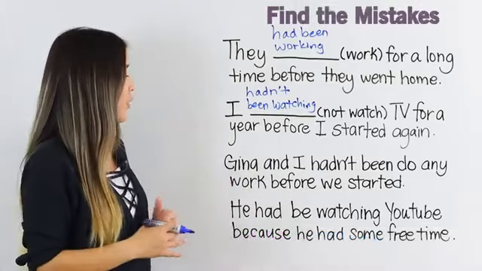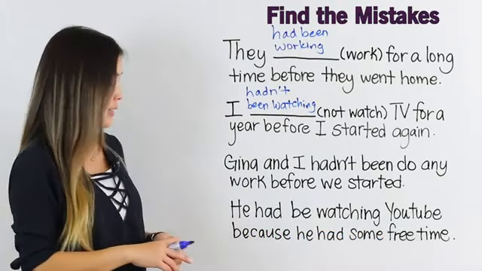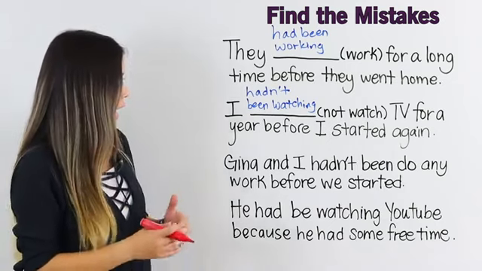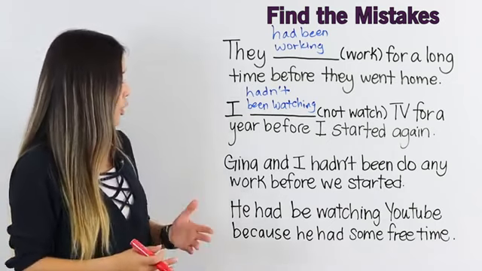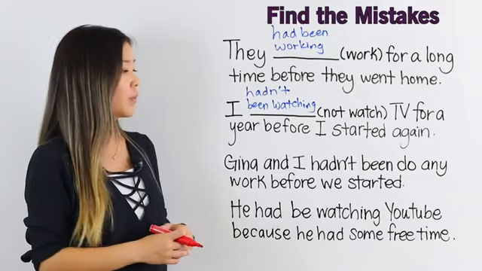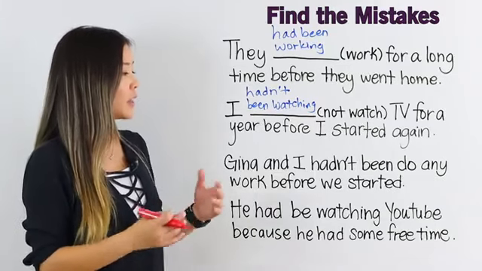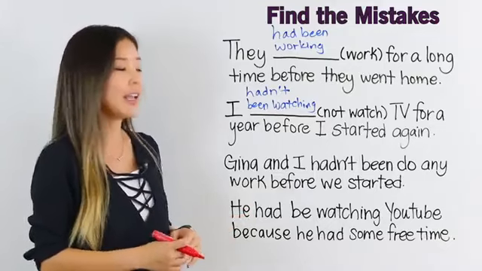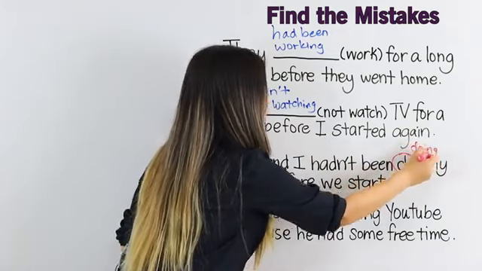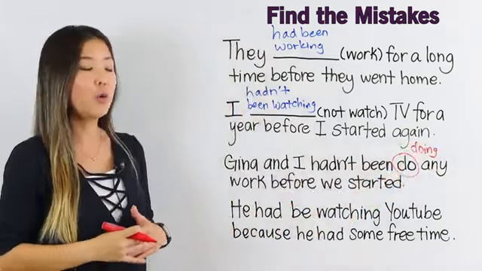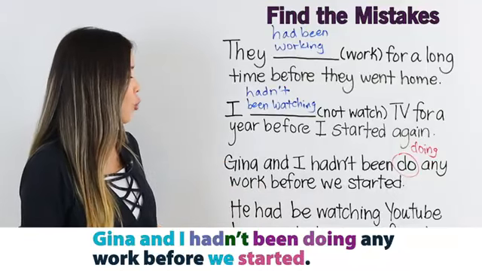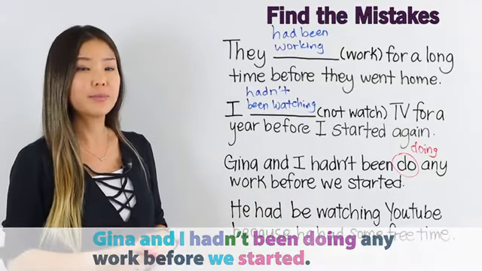Now, try to find the mistake in this next sentence. Gina and I hadn't been due any work before we started. What's the error? You'll notice that the verb does not have an ing. To make this sentence correct, we must say, Gina and I hadn't been doing any work before we started.